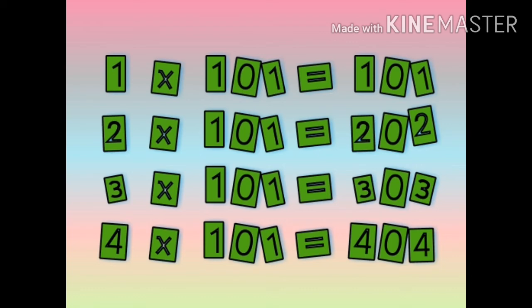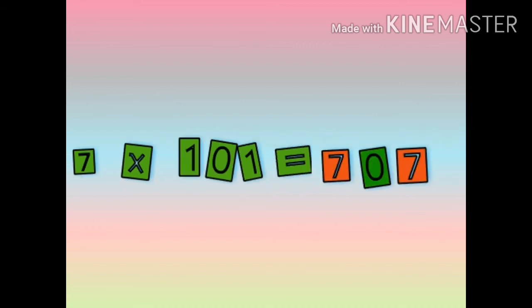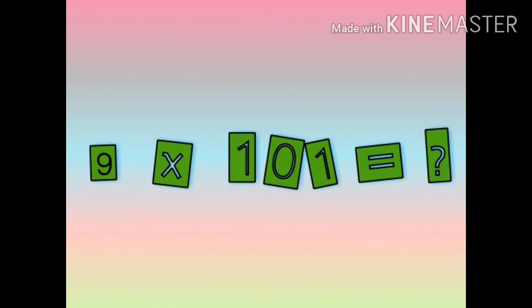Now, can you say how much is 7 into 101? 7 into 101 എത്രയാണെന്ന് പറയാമോ? 7 comes as the first and last digit and 0 is inserted in the middle. ആദ്യത്തെയും അവസാനത്തെയും അക്കങ്ങളായി 7 വരുന്നു, മധ്യത്തിൽ പൂജ്യവും. Then find 9 into 101. 9 into 101 എത്രയാണെന്ന് കണ്ടുപിടിക്കൂ.